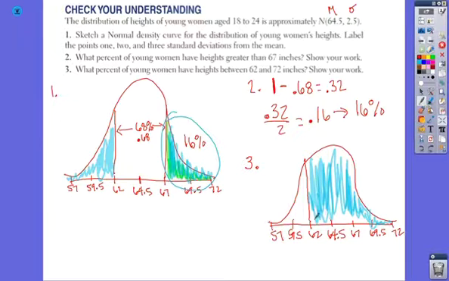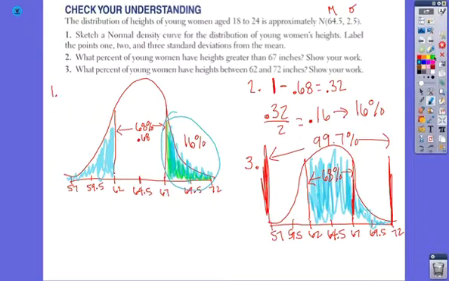Well, I know that 62 is 1 standard deviation away from the mean. And I know anything that lies within 1 standard deviation of the mean is 68%. I know that 72 is 3 standard deviations away from the mean. So because I have 3 standard deviations away from the mean, what that means is from here to here is 99.7%.